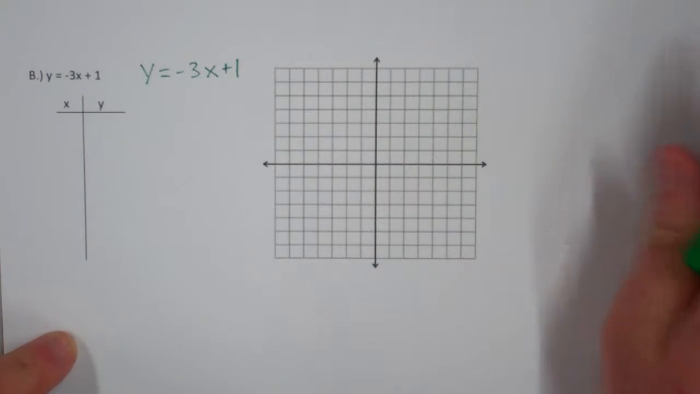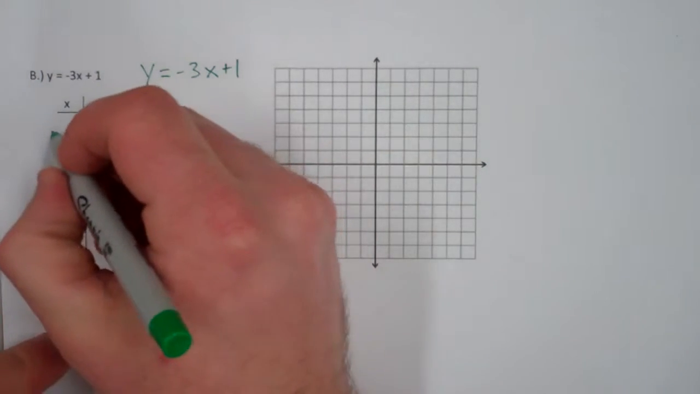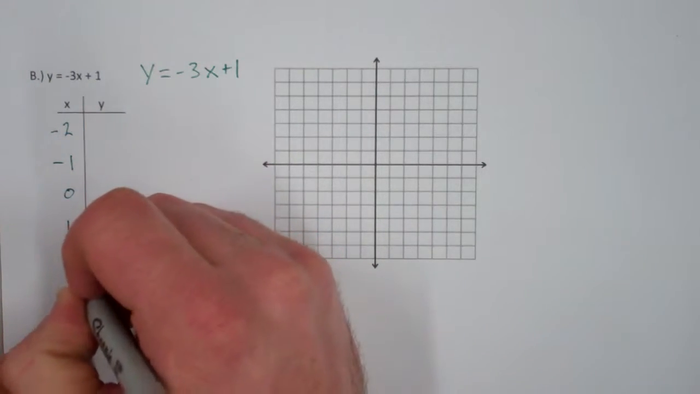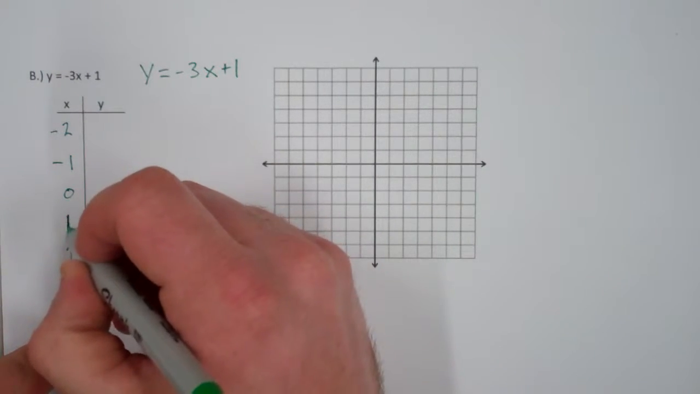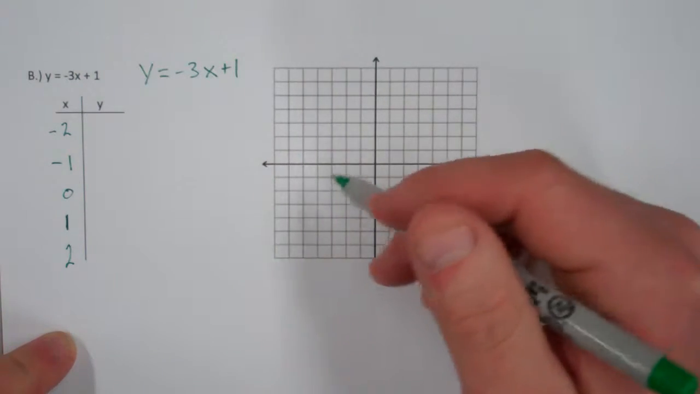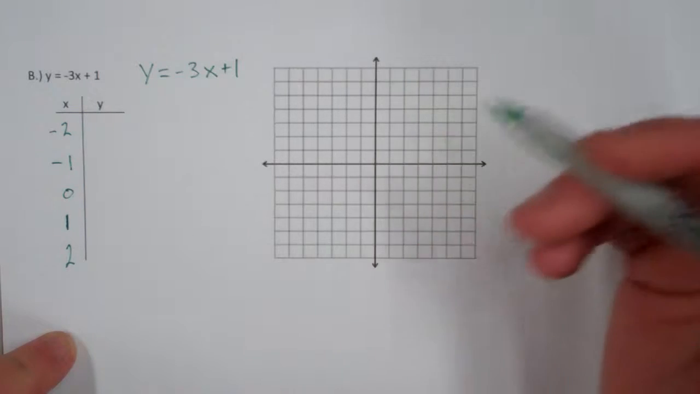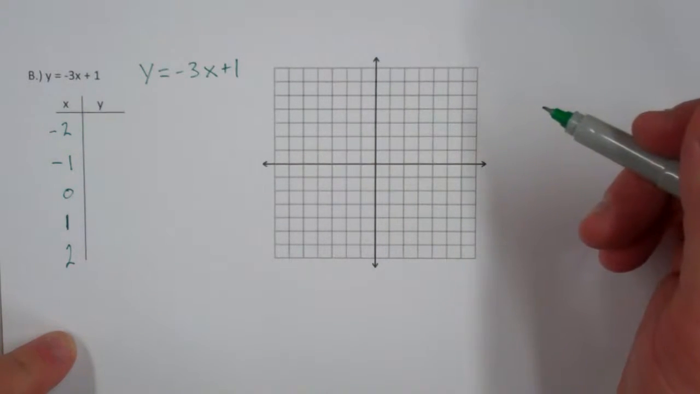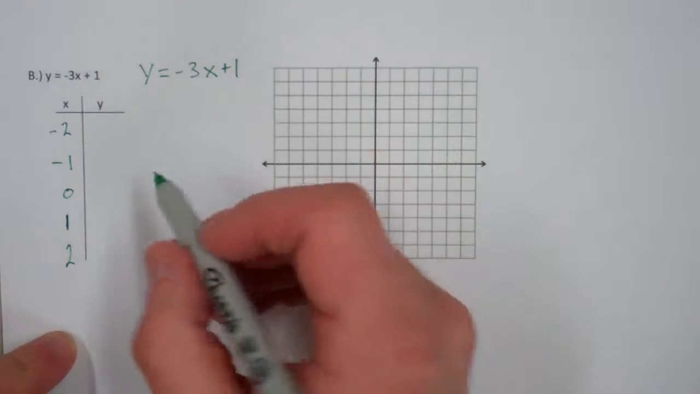And some are better than others, but I think here we're going to try negative 2, negative 1, 0, 1, and 2. And if one of these produces a y value that's off the graph, you can either change the scale or just choose a better value of x. And you'll eventually find one that should be on the graph. Well, let's try the first one though.